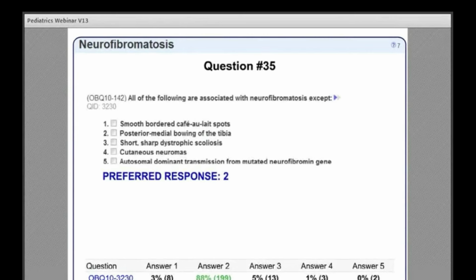So back to the question. All of the following are associated with neurofibromatosis except. 88% of you got this correct, except posterior medial bowing of the tibia, and that's correct because anterolateral bowing is what's associated with neurofibromatosis. The rest of those are correct.